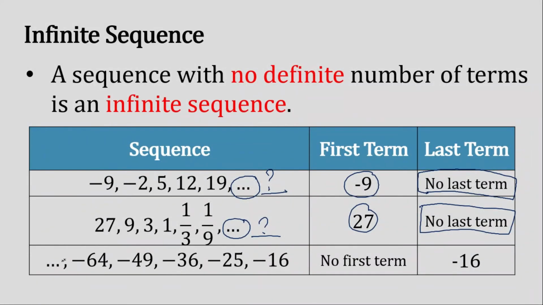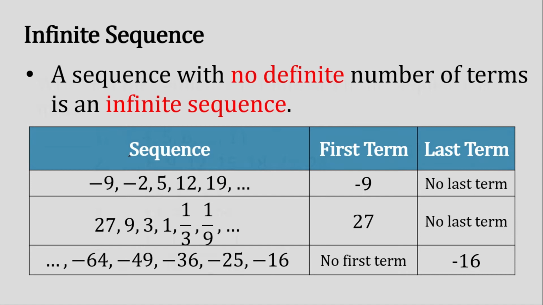On the last example, we can see the ellipsis at the beginning, and we have negative 16 as the last term, but we cannot determine the first term. It is also an infinite sequence because the numbers before 64 continue through infinity. So we have no first term for this kind of sequence. These are the examples of infinite sequences.